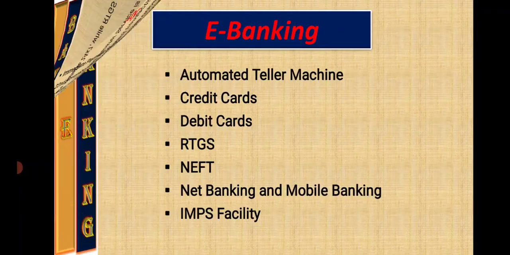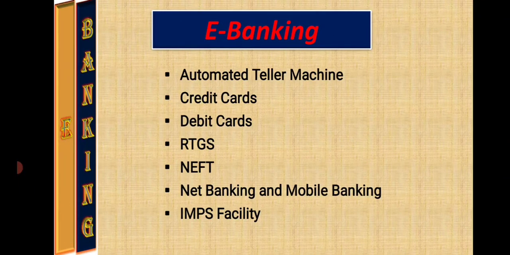Got it? Today we got information about e-banking. Let's have a quick recap of this. We studied automated teller machine, credit cards, debit cards, RTGS, NEFT, net banking and mobile banking, and the IMPS facility. Hope you understood all.